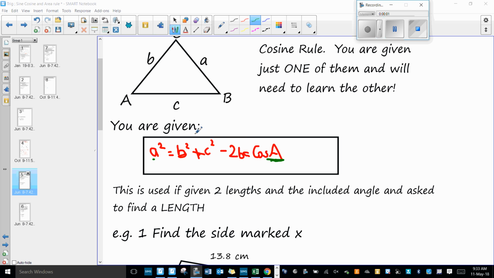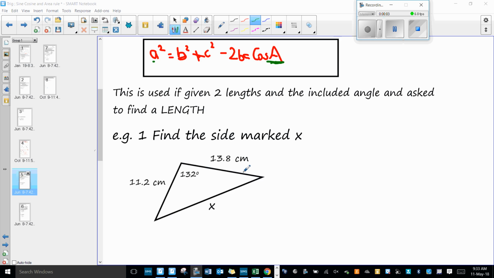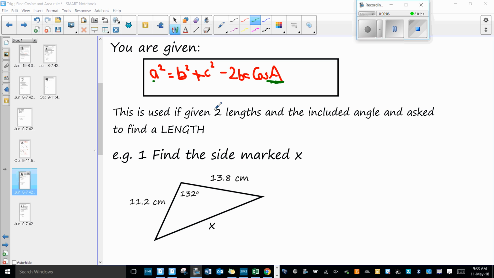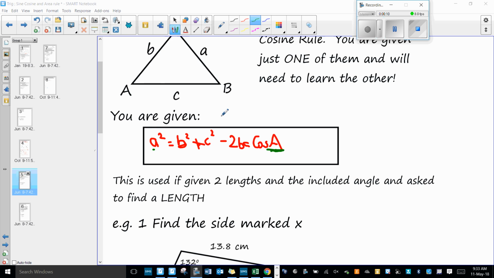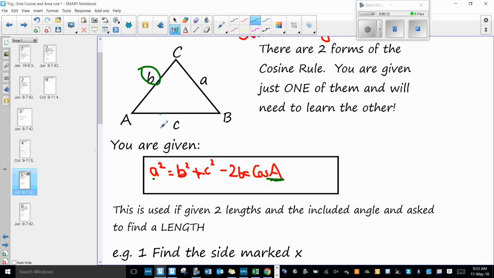So you just need to know how to use it. Have a look here. As I said, to use this, we know that we've got sides B and C and angle A, and we can see that they are surrounding each other. So if we've got this angle and these two sides, we can find this length here. That's the information we need.